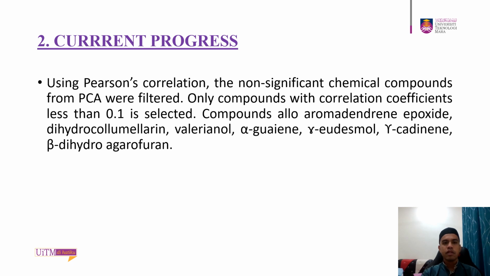Using percent correlation, the non-significant chemical compounds from PCA were filtered. Only compounds with a correlation coefficient less than 0.1 were selected. The compounds are aluminium epoxide, dihydrocolumellarin, valerenol, alpha-guaiene, gamma-eudesmol, gamma-cadinene, and beta-dihydroagarofuran.